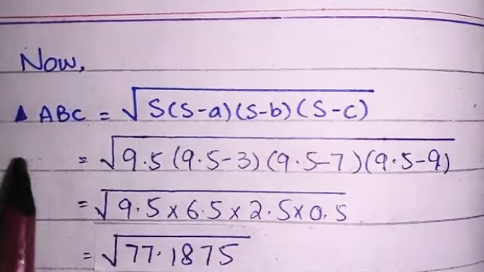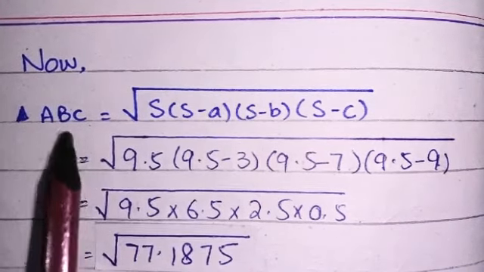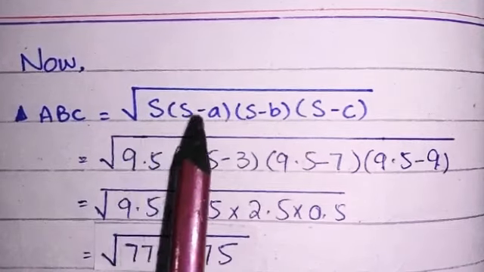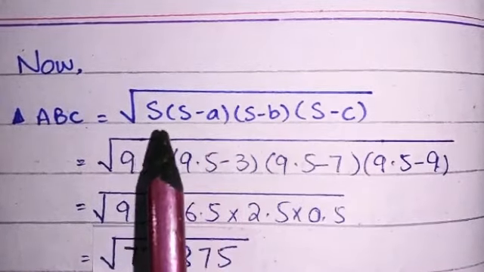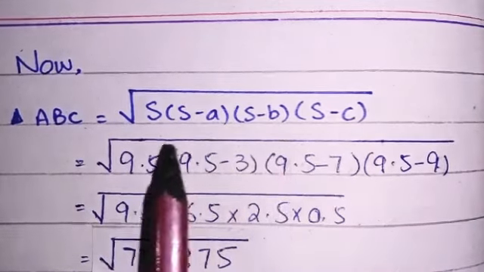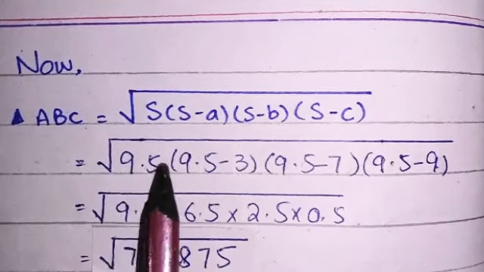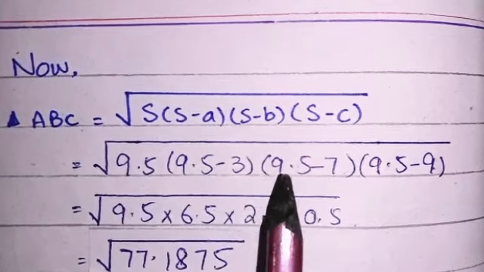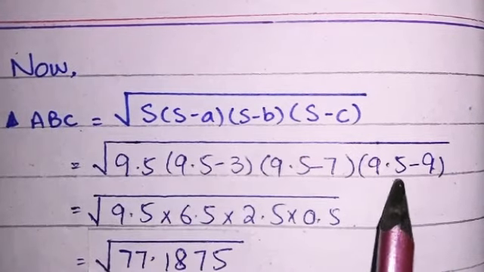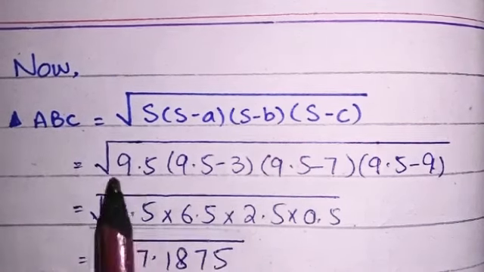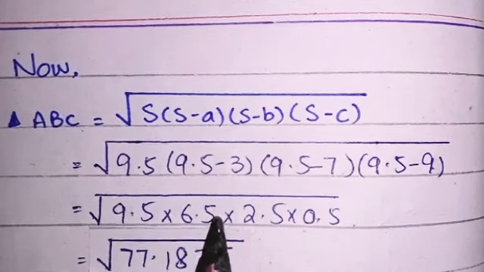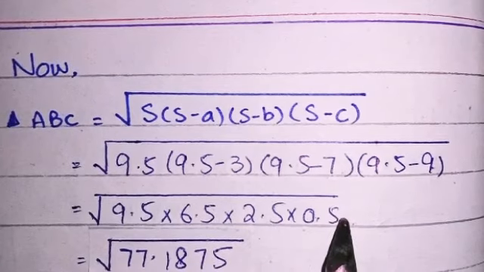Now students, here is our hero formula. Area of triangle ABC is equal to square root s into s minus a into s minus b into s minus c. We will put the values of s, a, b and c. Square root of 9.5 into 9.5 minus 3 into 9.5 minus 7 into 9.5 minus 9. When we subtract, the answer is square root 9.5 into 6.5 into 2.5 into 0.5.